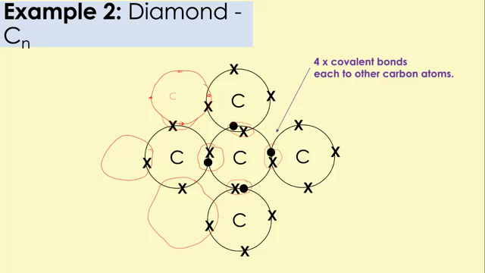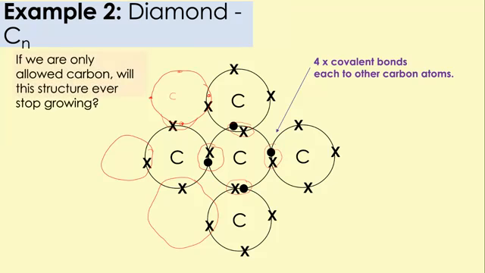So if you have a lump of diamond, then these covalent bonds go out from one end of the molecule to the other. It keeps going throughout the whole molecule. So every diamond is just one big molecule.